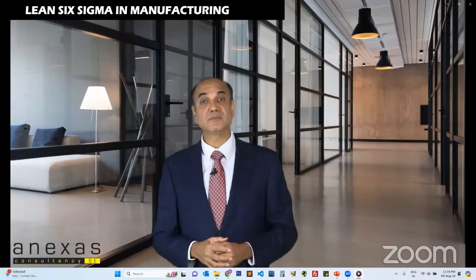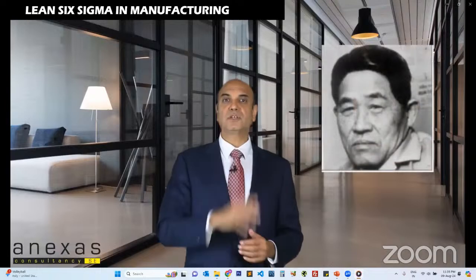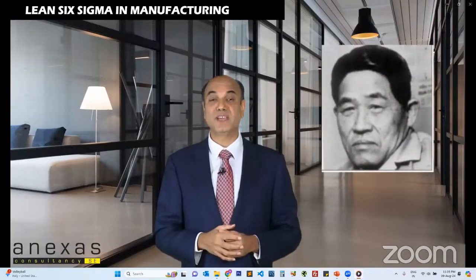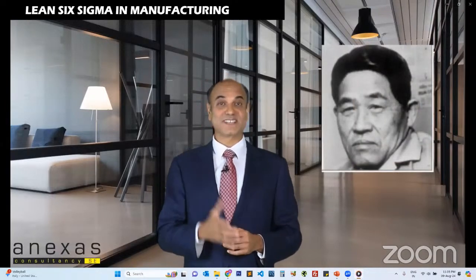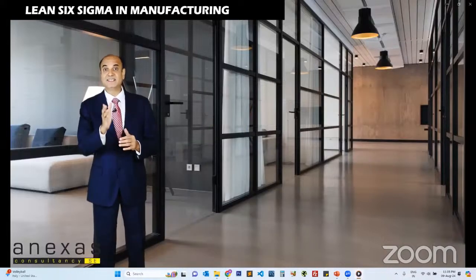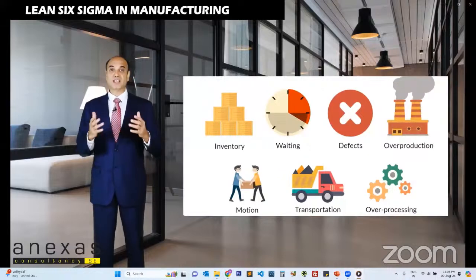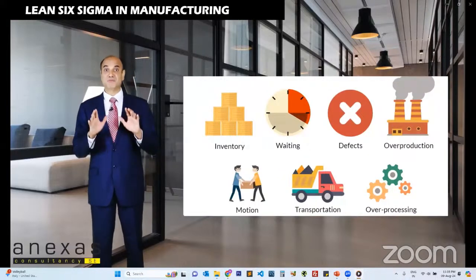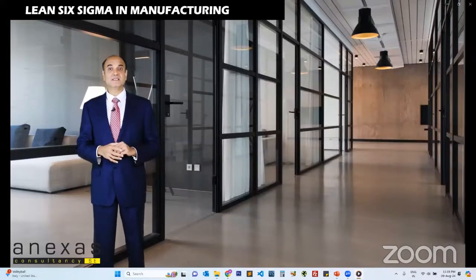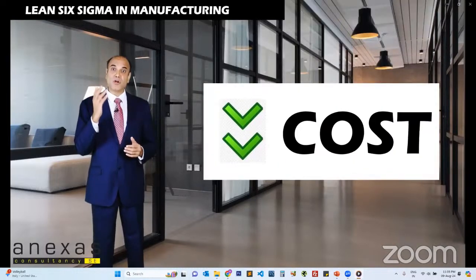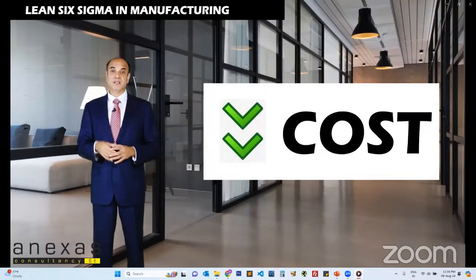Now, how does Lean Six Sigma decrease the cost? Shigeo Shingo said that the most hazardous waste is the waste that we do not recognize. Firstly, Lean Six Sigma focuses on removing the 7 wastes like overproduction, transportation, inventory, etc. from a process. In the manufacturing sector, this step can lower the cost of a process by leaps and bounds.